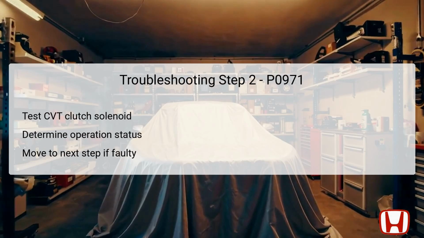In this second troubleshooting step, the focus shifts to evaluating the functionality of the CVT clutch pressure control solenoid valve. This component is critical as it manages the hydraulic pressure within the CVT system. Testing involves disconnecting the solenoid harness and applying power to verify that the solenoid actuates correctly. If the solenoid operates as intended, it points towards other electrical issues rather than a component failure.